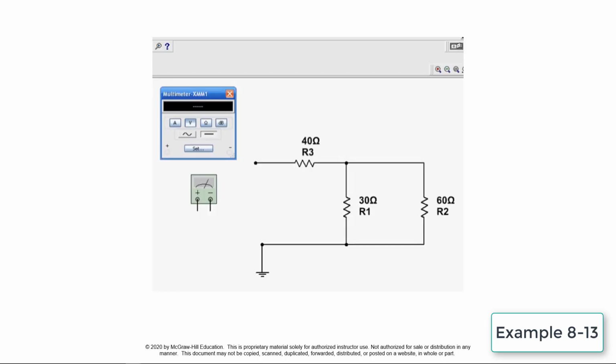This circuit simulates the total resistance measurement for resistors connected in a combination series parallel circuit arrangement. The 30 and 60 ohm resistors are connected in parallel with each other and in series with the 40 ohm resistor. The resistance of the parallel pair is calculated first and added to that of the series resistor. In this case, the 20 ohm parallel resistance is added to the 40 ohm series resistance for a total circuit resistance of 60 ohms.